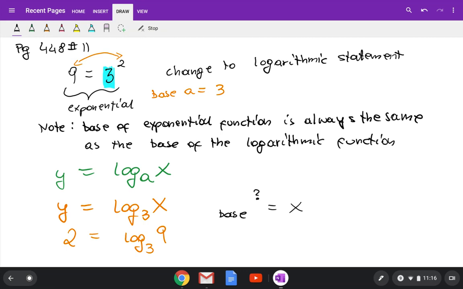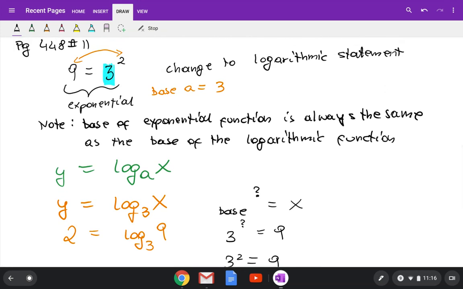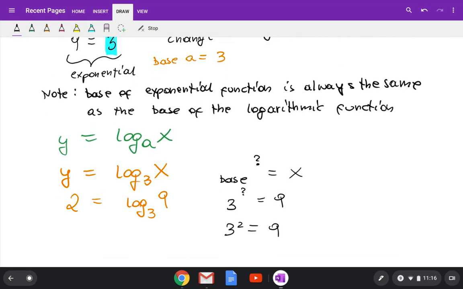So in our case, it's 3 raised to which power will give us 9? Definitely 3 to the second power, which is equal to 9, and that's what we had. Okay, so figure out what the base is when you're switching, and then switch the numbers from the exponential, okay? Because x and y are going to switch.